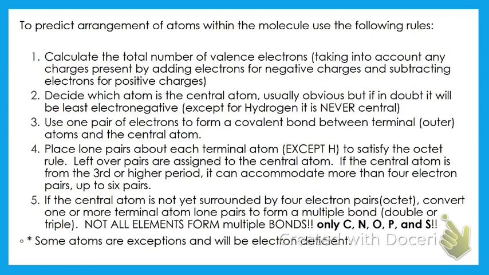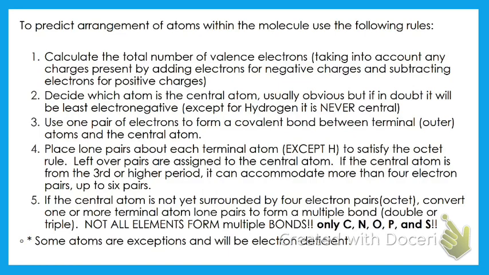So then we're going to use 1 pair of electrons to form covalent bonds. So give everybody 1 bond to attach it to start with. We call it the skeleton structure, okay? Then you're going to place lone pairs around the terminal atom, except for hydrogen, to make sure they satisfy the octet rule. And then any leftover pairs we're going to assign to the central atom.